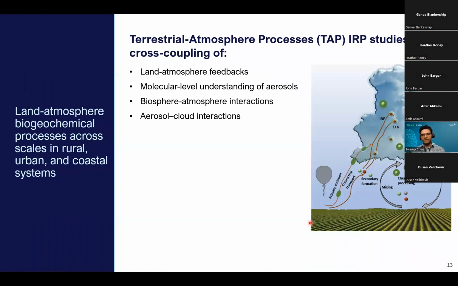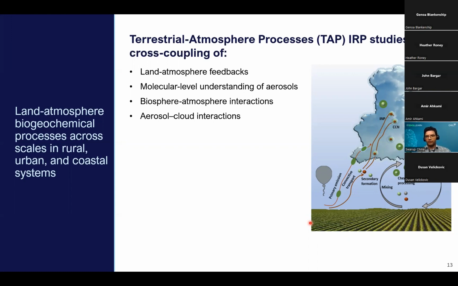So what this IRP studies is basically the cross coupling of land atmosphere feedback. For example, if you have different emissions from terrestrial sources, either in the particle phase or different chemical species in the gas phase, once they are emitted into the atmosphere, they have different chemical processes, where they transform and produce new secondary organic aerosols, or you can have a primary emission from plants and soils.